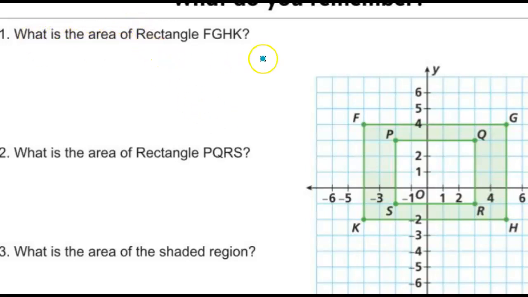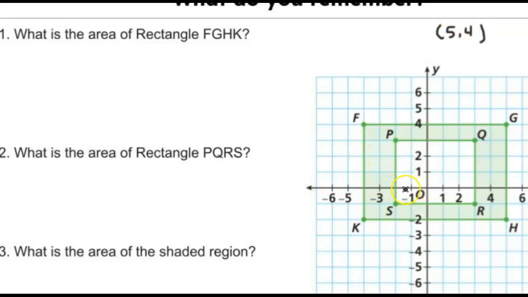Okay, let's take a look. What is the area of F, G, H, K? So we're looking at this one on the outside. Let's figure out some ordered pairs here so we can do that. So I'm going to find G. I run to 5, I jump to 4. So G is 5, 4.